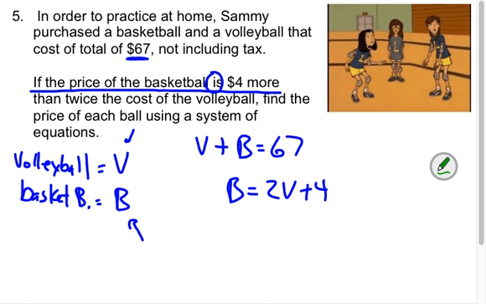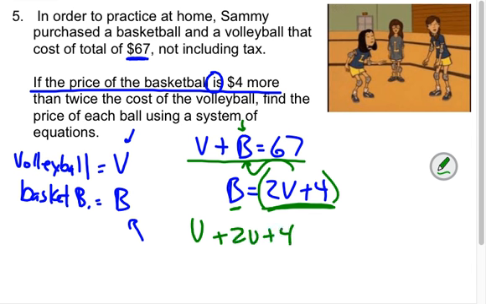So now I can solve this system. What would I use here? Graphing? Probably not. Substitution? Well, yeah. It's solved for b right here. I know that b is equal to the expression 2v plus 4, so I can plug that in for this b in the other equation. We're going to rewrite this equation with a new b. V plus, what b is equal to now? 2v plus 4 equals 67.